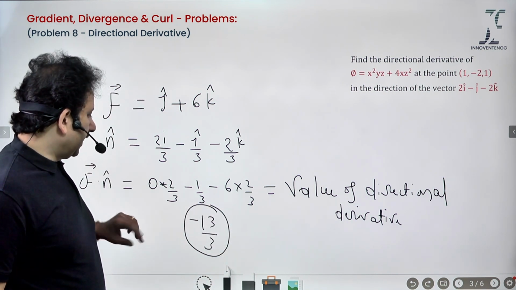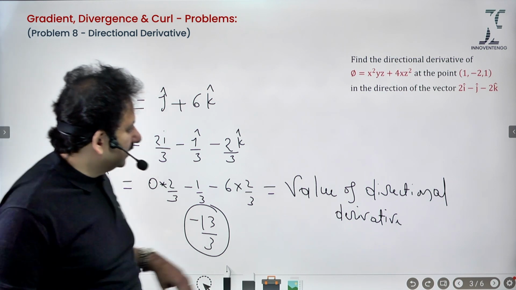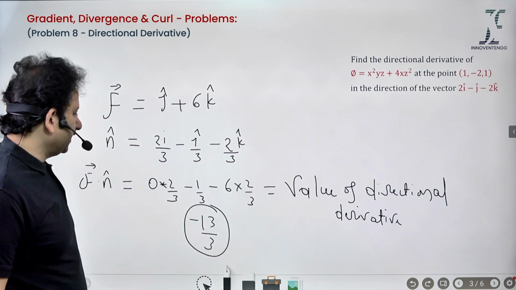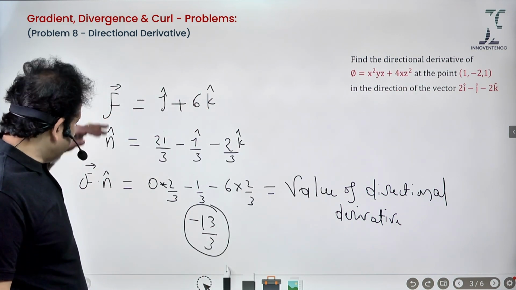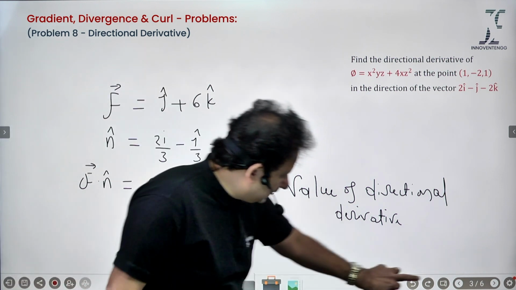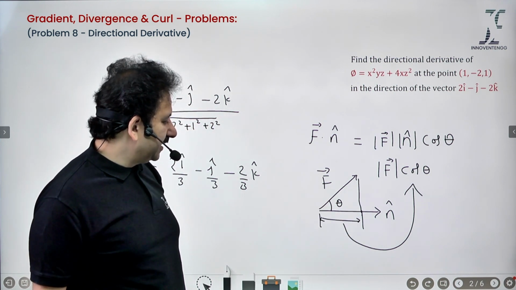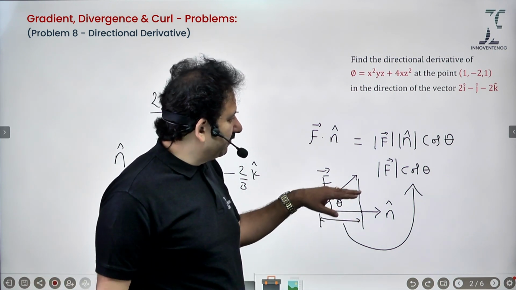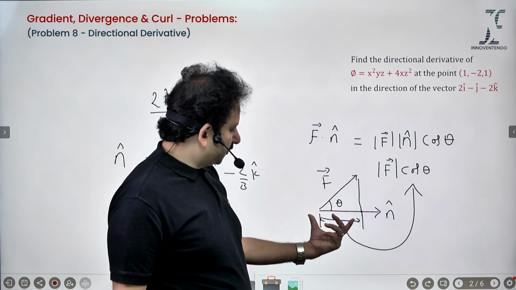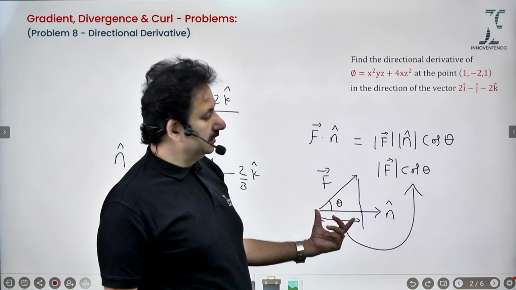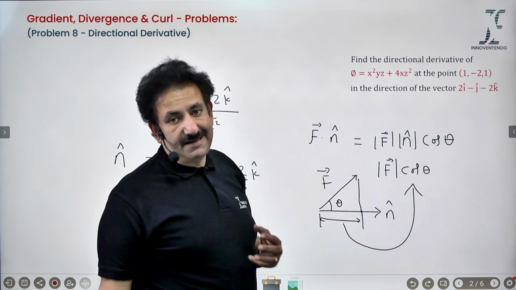So all that I had to do was just find the gradient, then find the unit vector along the given vector, that is the direction of this particular vector, which is called n, and then take the dot product. Physically, if you see, if this is my gradient and this is my n vector, that is the unit vector along the given direction, then if I take the dot product, that will give me the projection of the gradient onto the direction. That means how much is the derivative along this direction, that is what physically I am seeing.